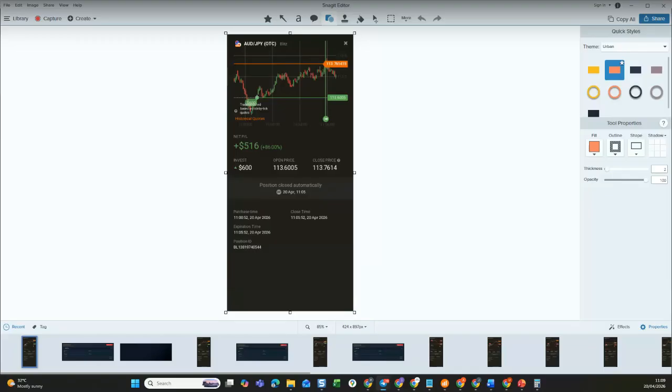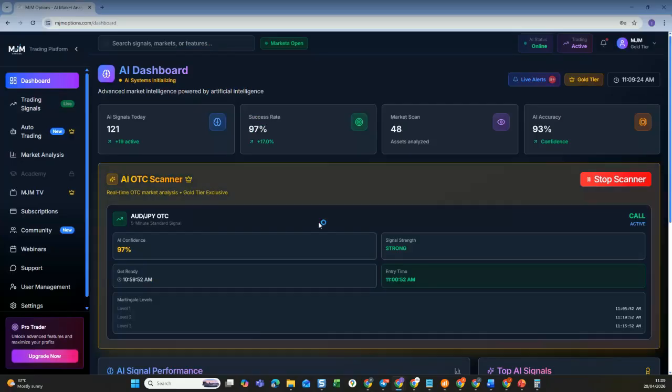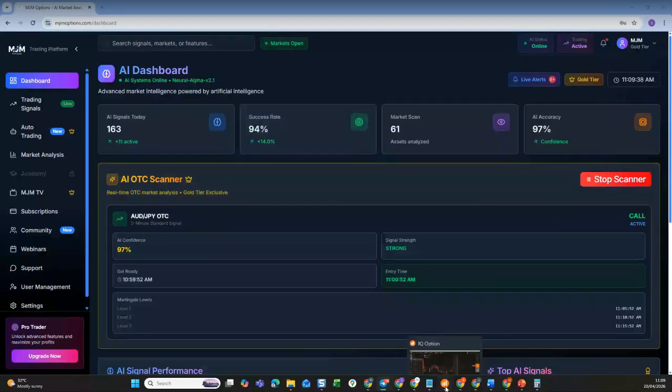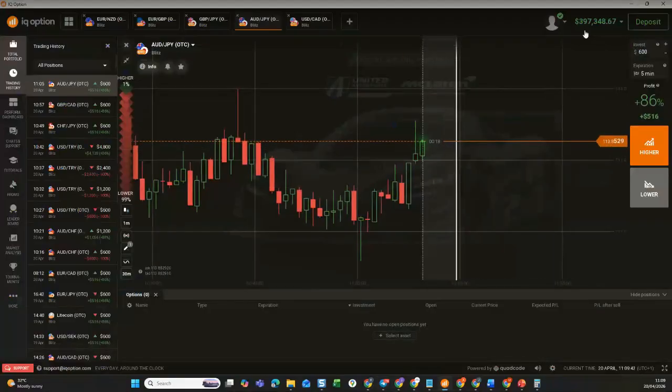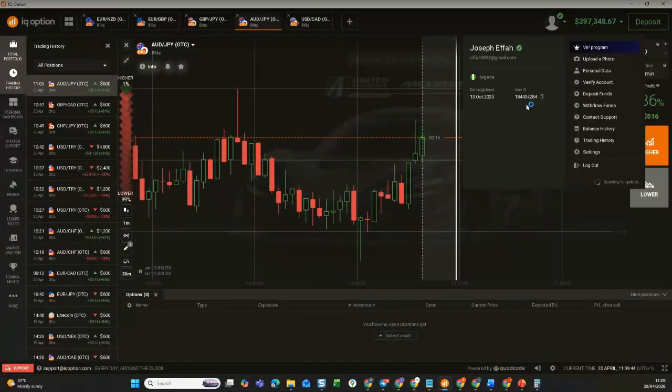So for those of us who are asking, how do I get access to the AI? Very, very simple. The first step is for you to register on mjmoptions.com. That's the first step. And when you register on mjmoptions.com, you send me the email you registered with. After you send me the email, the second step is for you to register on IQ Options using our link. The moment you register on IQ Options using our link, you go to your profile, you copy your user ID, you send that to me.